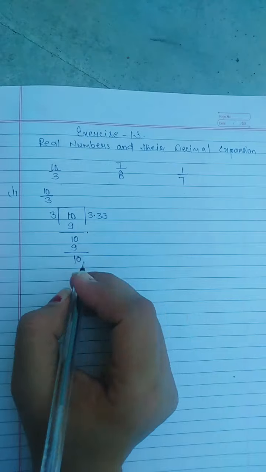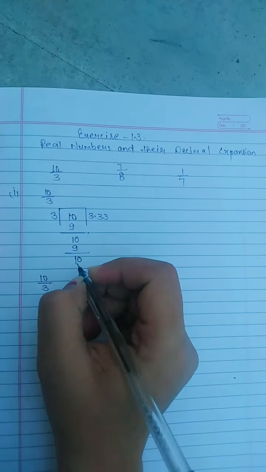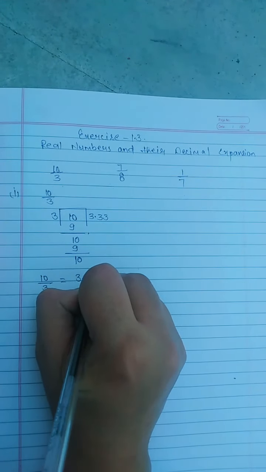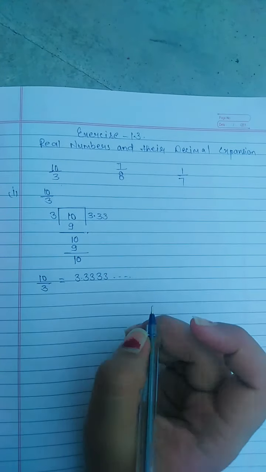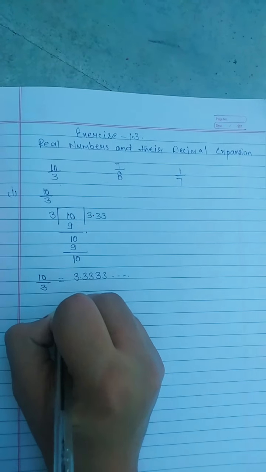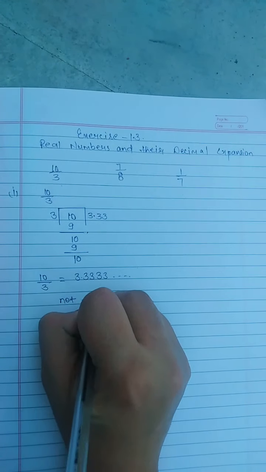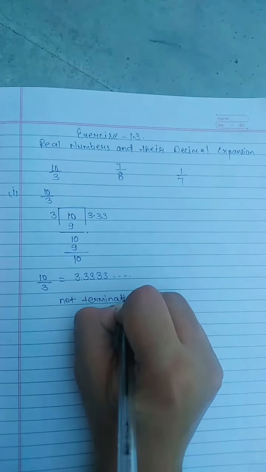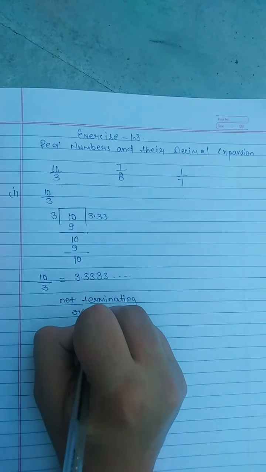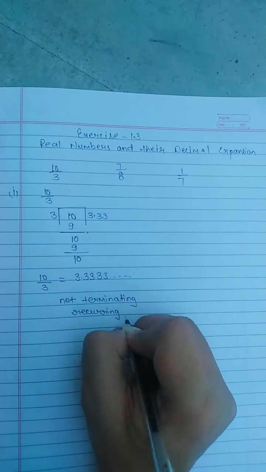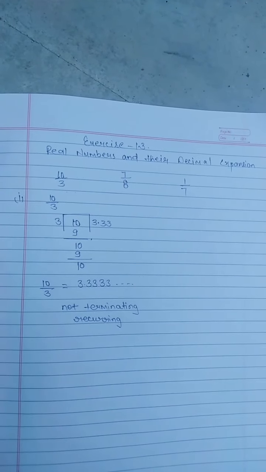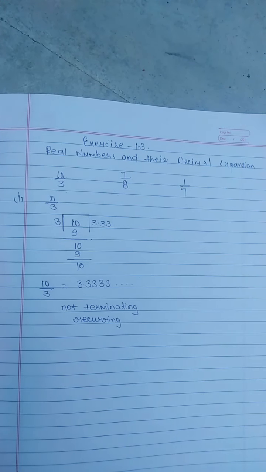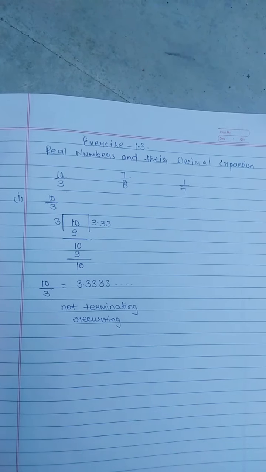So we can say that the decimal expansion of 10 by 3 is 3.3333 and so on. So from this number we can say that 10 by 3 is non-terminating and recurring. We have already studied the three types of decimal expansions: the first one is terminating, the second one is non-terminating recurring, and the third one is non-terminating non-recurring. Okay, so 10 by 3 is non-terminating recurring.